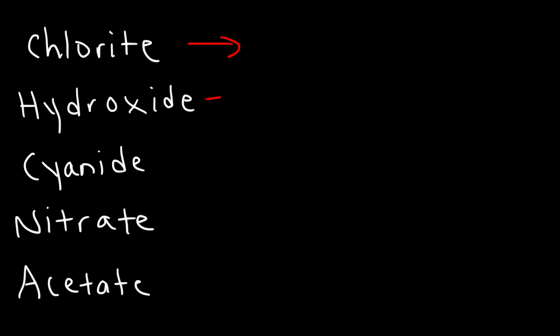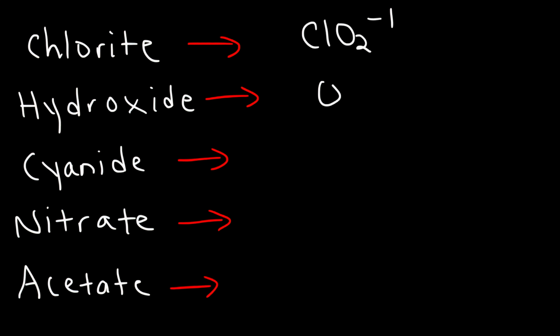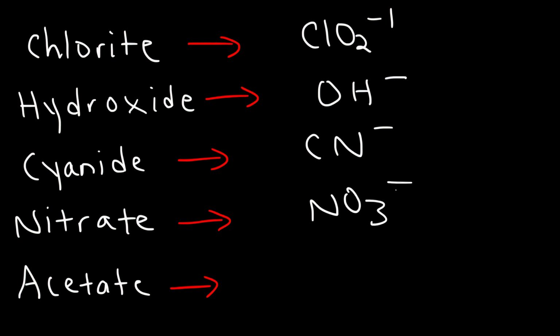So what's the formula for chlorite? Chlorite is ClO2 with a -1 charge. Hydroxide is OH minus, cyanide is CN minus, nitrate is NO3 minus, acetate is C2H3O2 minus.